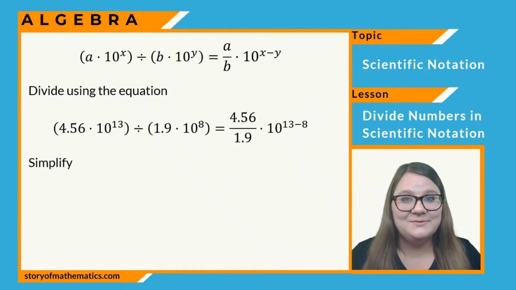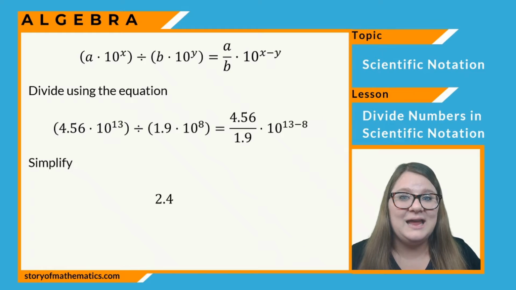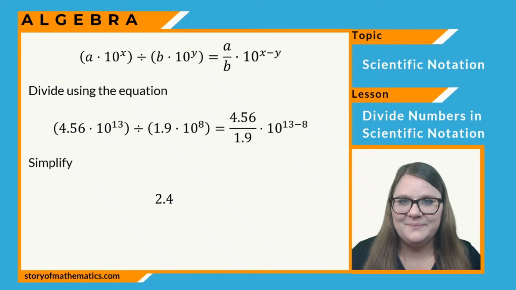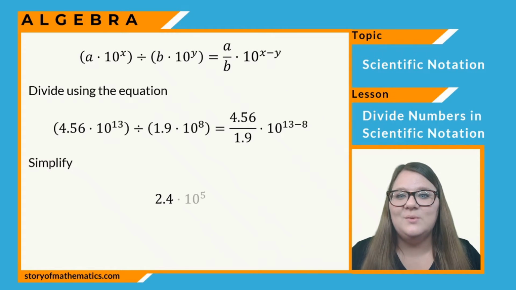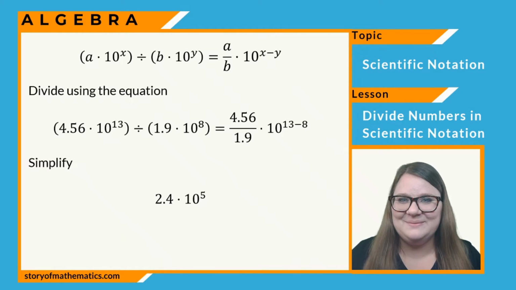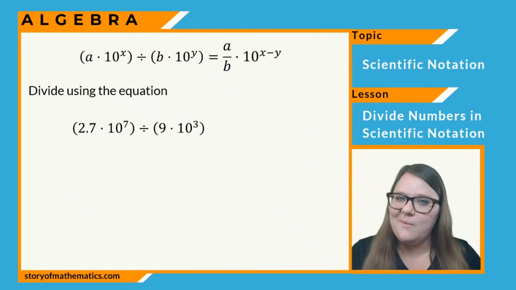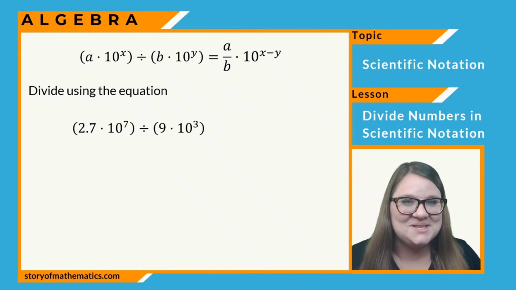Now I can simplify. I start by dividing 4.56 by 1.9, and that gives me 2.4. Then I'm going to subtract 13 and 8 in the exponent, which gives me times 10 to the 5th. Let's try one more like this. Let's say I want to do 2.7 times 10 to the 7th divided by 9 times 10 to the 3rd.